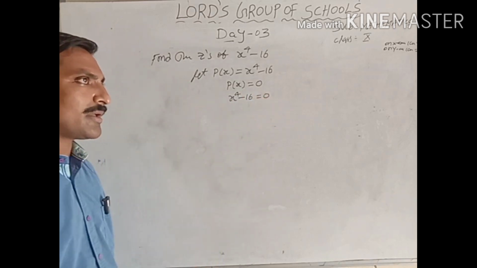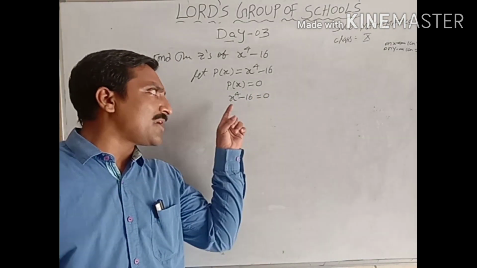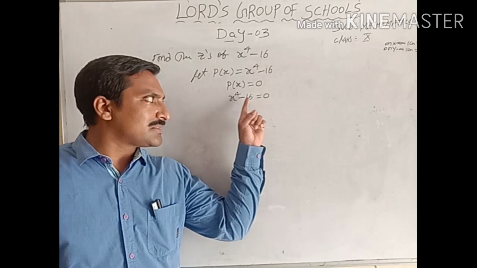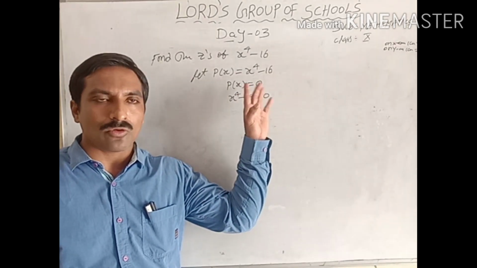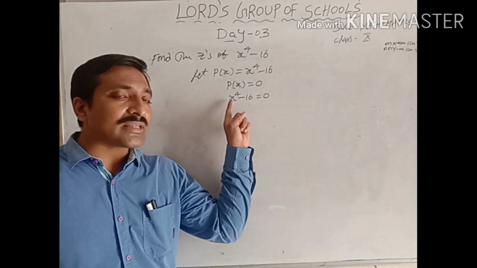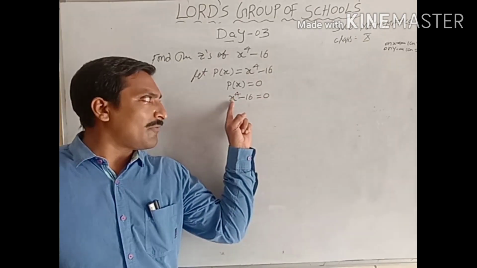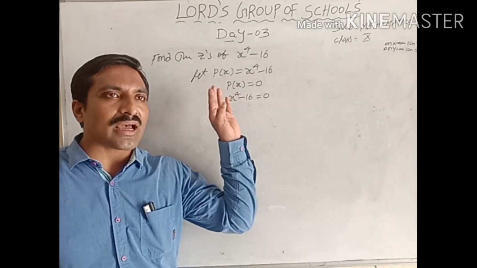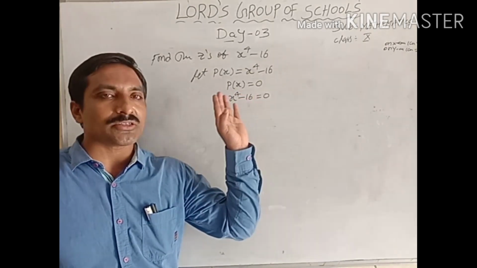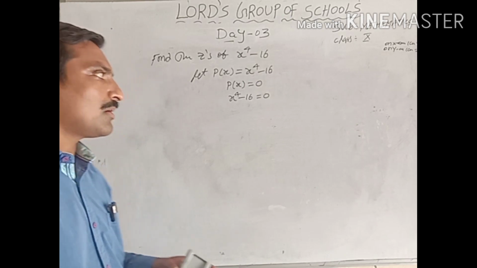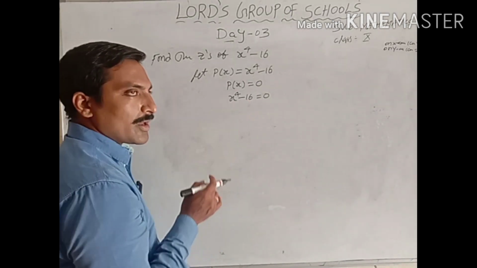See, listen carefully. Previously, when x square is present, at that time you transfer the constant 16 to the other side. That is okay. But here the power of the variable is more than 2. At that time, transferring the constant number is not possible. So how to do this?